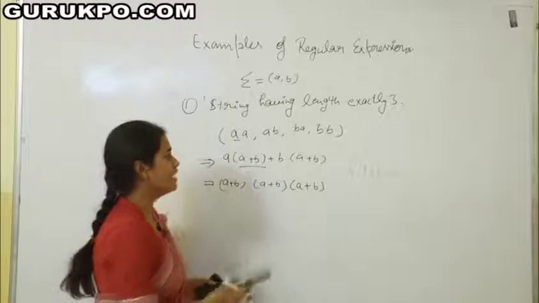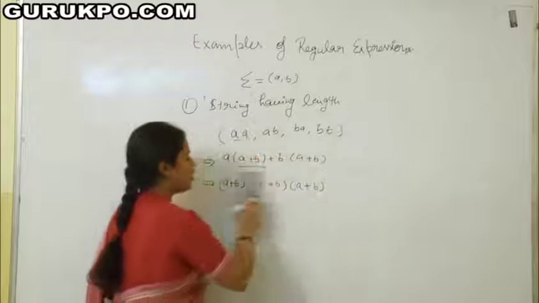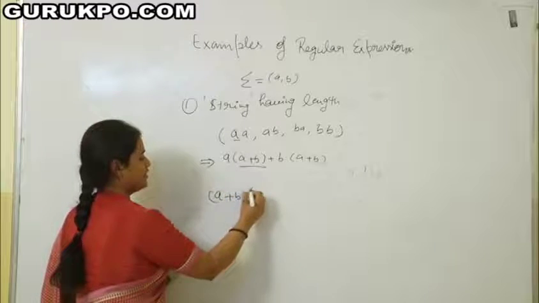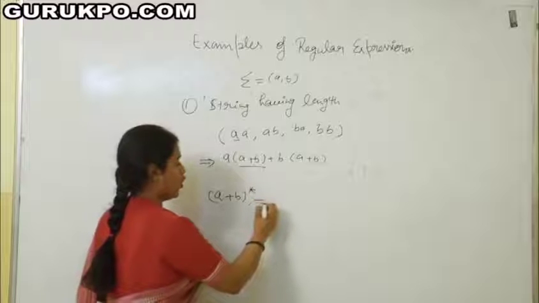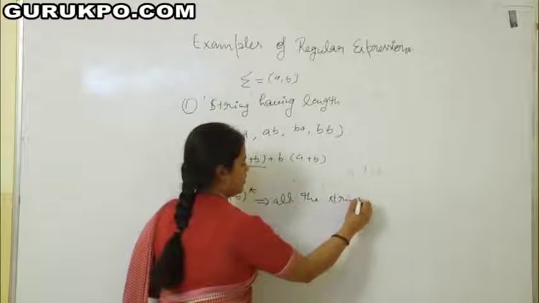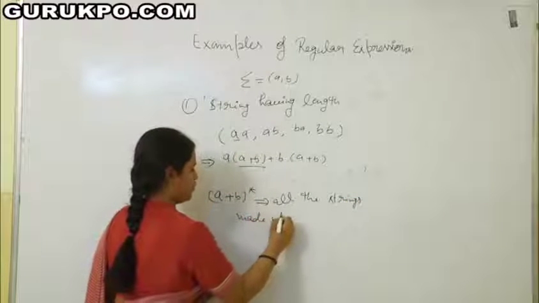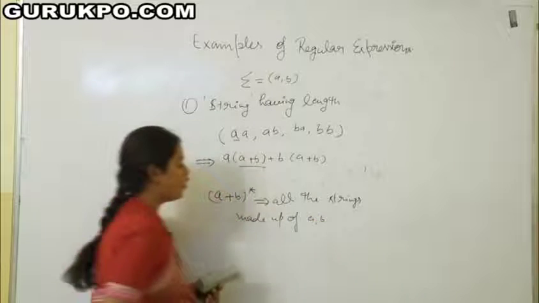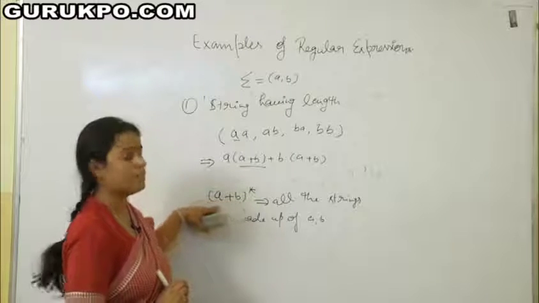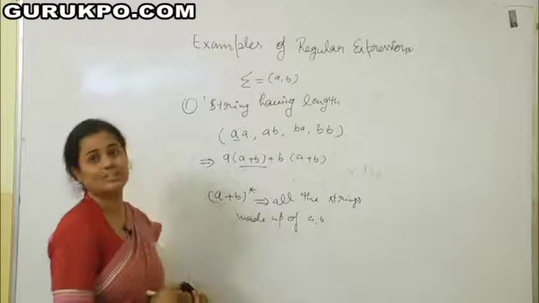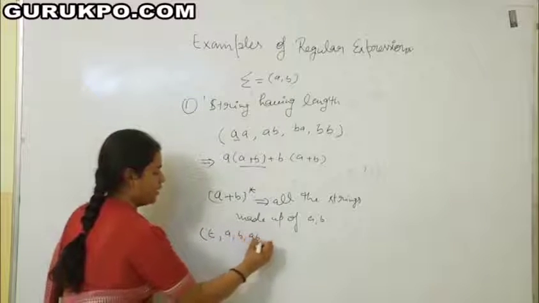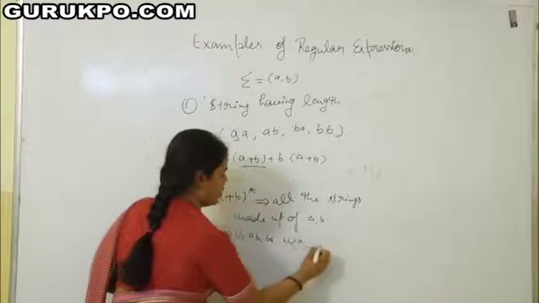In this way we can mention it for strings of length n. For all the strings made up of a and b, we can write the notation (a plus b) star. (a plus b) star denotes all the strings made up of a and b. Star is the Kleene closure, so it will also include null. All the strings involved will be a, b, ab, ba, bb, aa and so on.